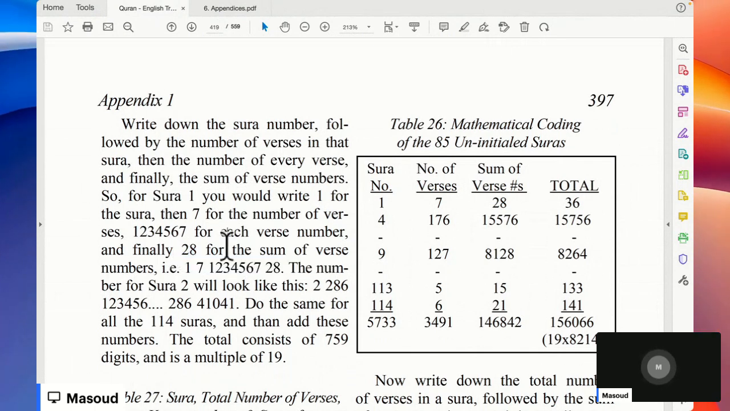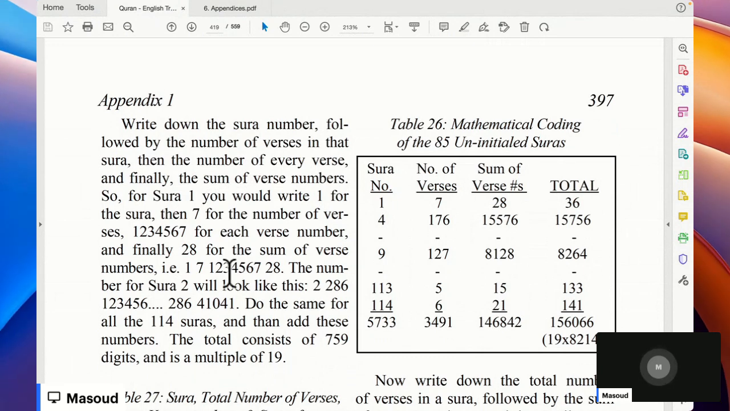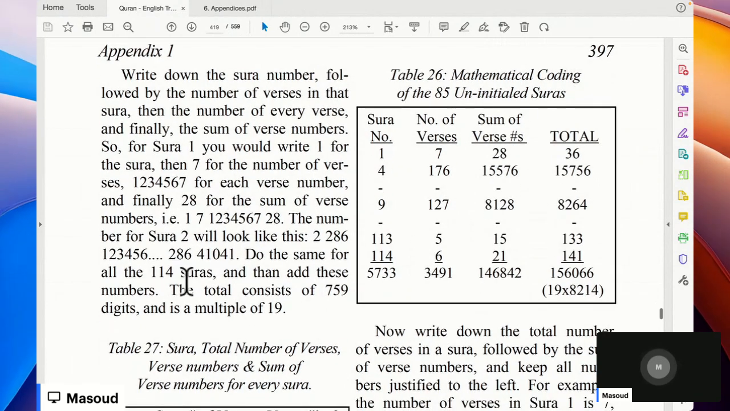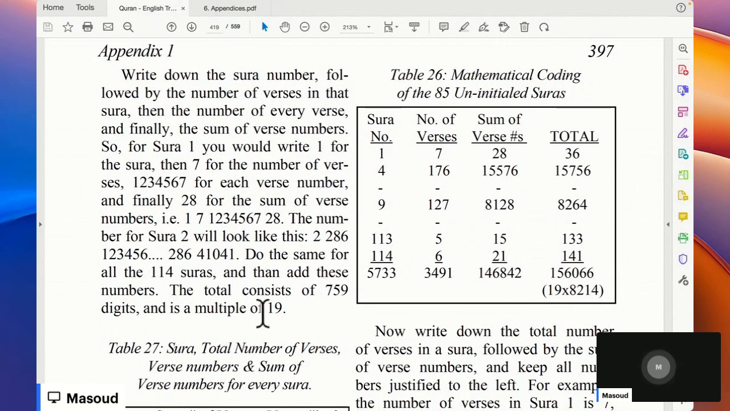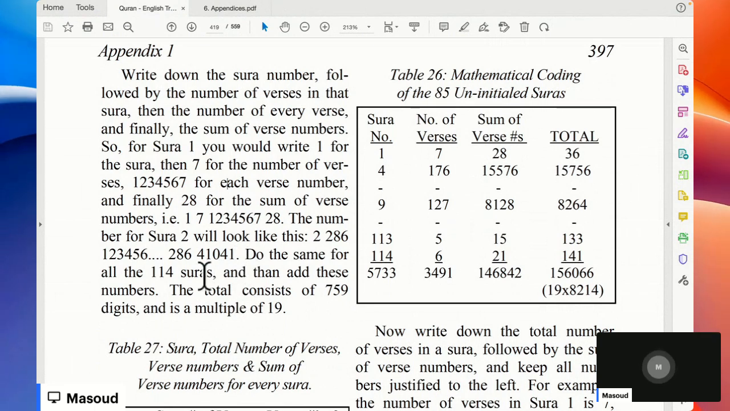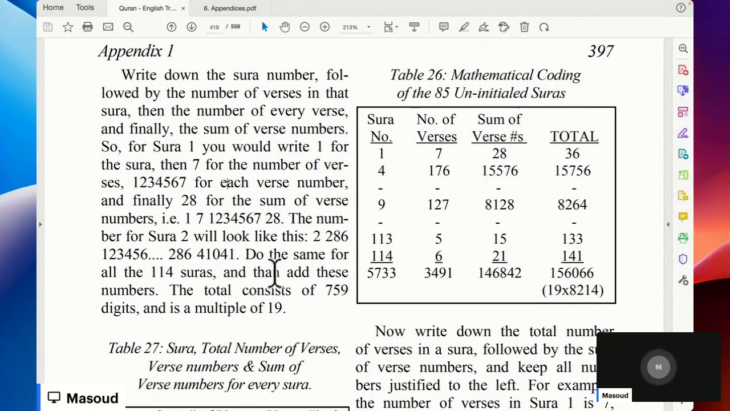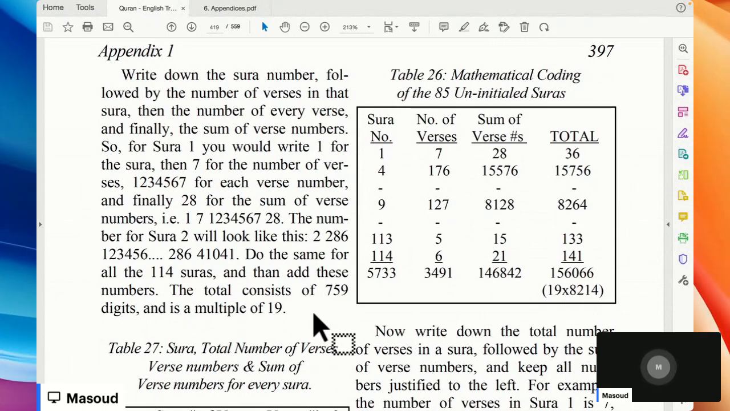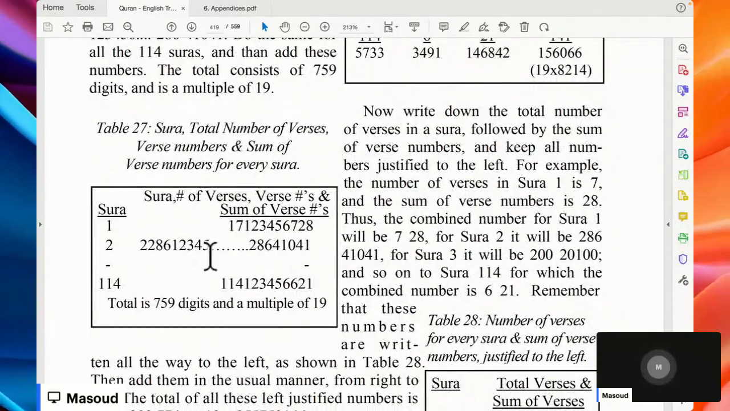So we have 4 different numbers that are put together to create one number for each surah. So let's do this for the whole surahs, all 114 surahs in the Quran, and then you're going to end up with basically a number which is 759 digits, and it's a multiple of 19. And this is how it's going to look.